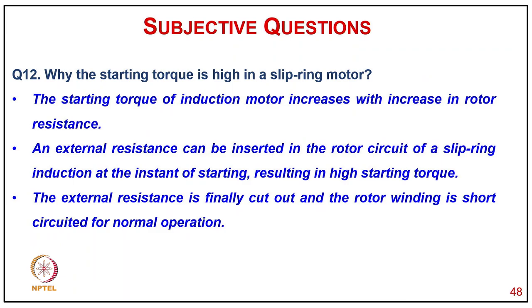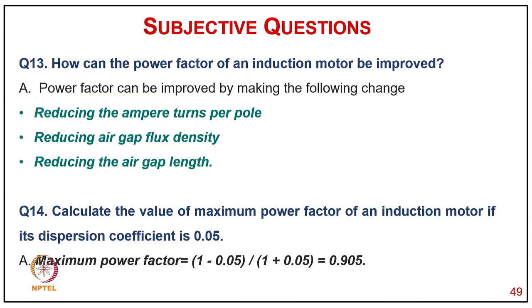Now, question 12, why is the starting torque higher in a slip ring motor? The starting torque of a slip ring induction motor can be increased by increasing the rotor resistance. An extra resistance can be inserted in the rotor circuit of the slip ring motor at the instant of starting, resulting in higher starting torque. The extra resistance is finally cut out and the rotor winding is short circuited for normal operation.